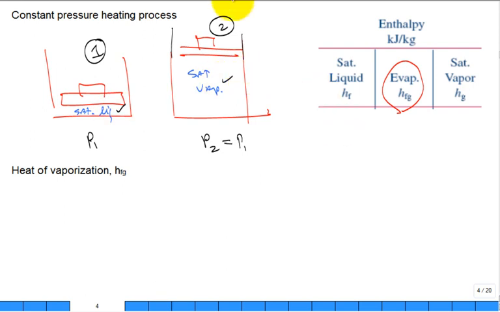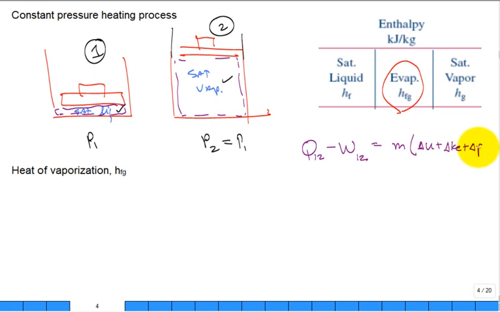If the focus of the analysis is that trapped amount of fluid, and we say, let's do a first law analysis of this system, right? Conservation of energy, what would that equation look like? It'd be how much heat is brought into the system during the process minus the work done by the system as it expands and pushes up that piston, equal to the mass times the change in internal energy plus the change in kinetic energy plus the change in potential energy.